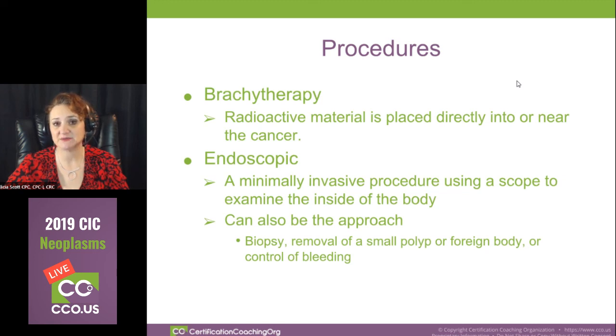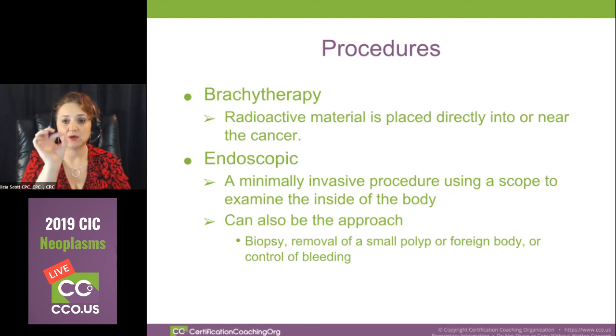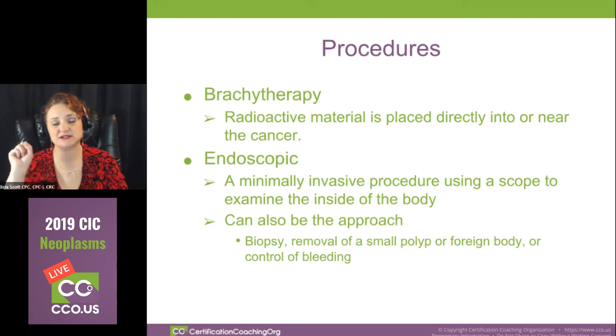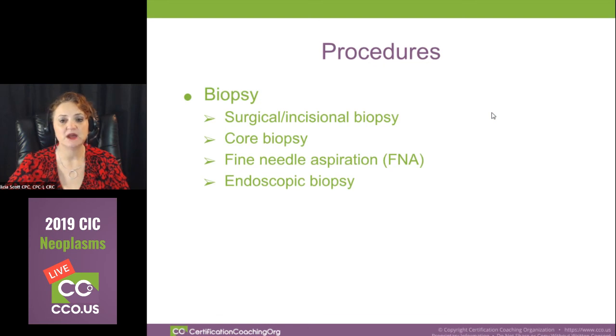Brachytherapy is radioactive material that we place near the cancer. This is very commonly done with prostate care. They'll put little radioactive seeds into the prostate that radiates the prostate. And this is really neat. You can see images of that. You can go in and look at that. And there's these little bitty, they look like little rice seeds in there. Endoscopic treatments where we go in and we do a scope and we remove polyps, and small polyps, even foreign bodies, or we control bleeding.